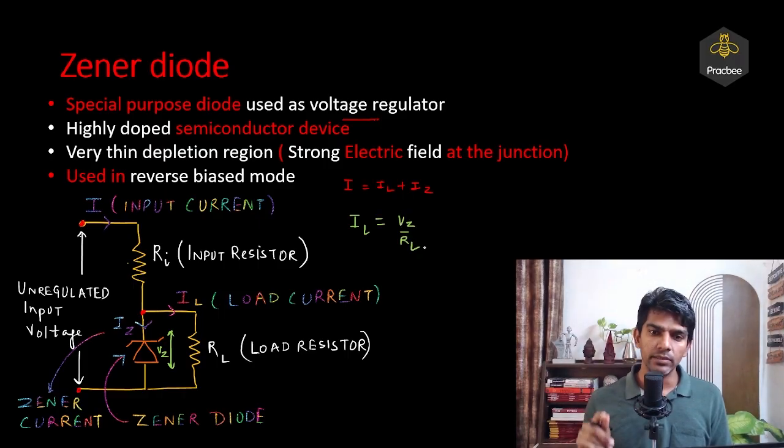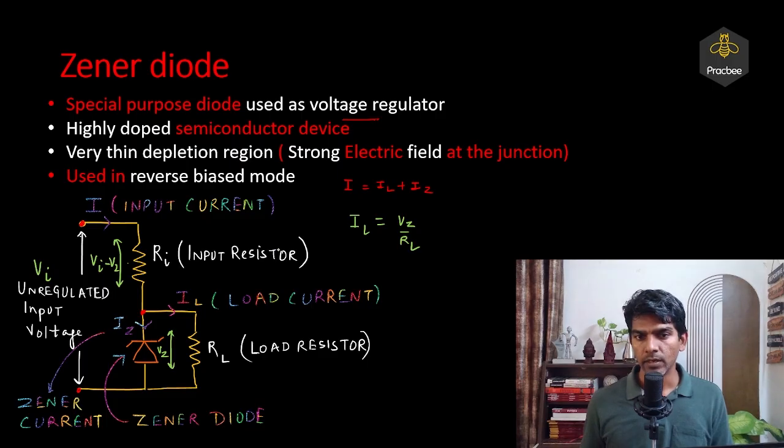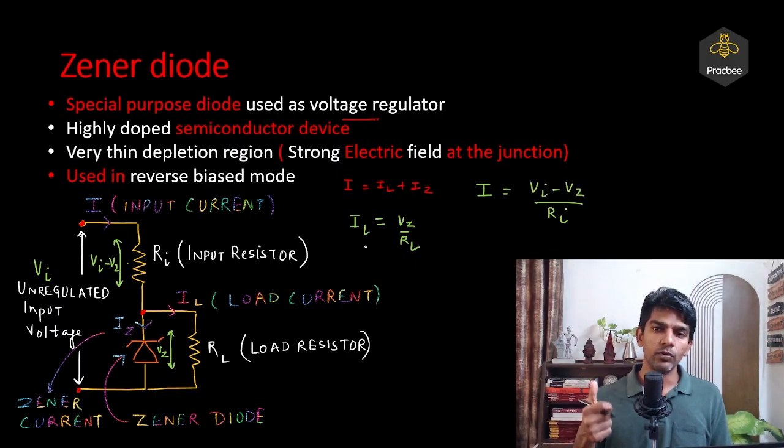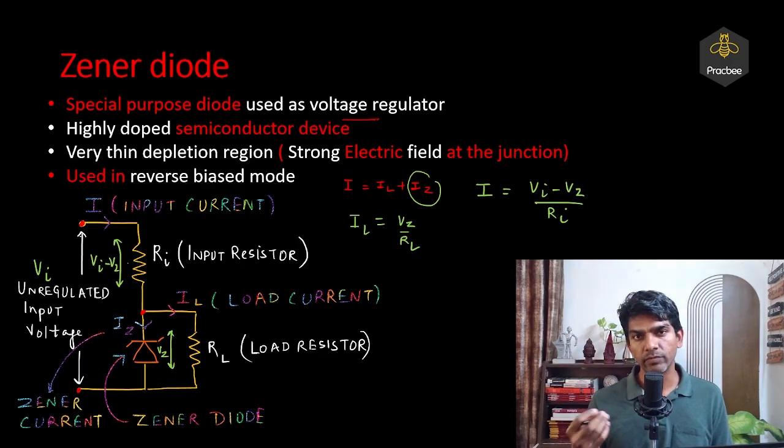Once we know IL, the second step is finding the input current. How can we find it? Suppose the input voltage is Vi, and we know the potential difference across the Zener. So across Ri we will have Vi minus Vz, the difference of the input voltage and the Zener voltage. Now we know the potential difference across the input resistance, so this will give us the input current, which will be Vi minus Vz over Ri. Now we know I, and we know IL, so from this we can find the Zener current. This is the 3-step process which you have to follow in every problem.